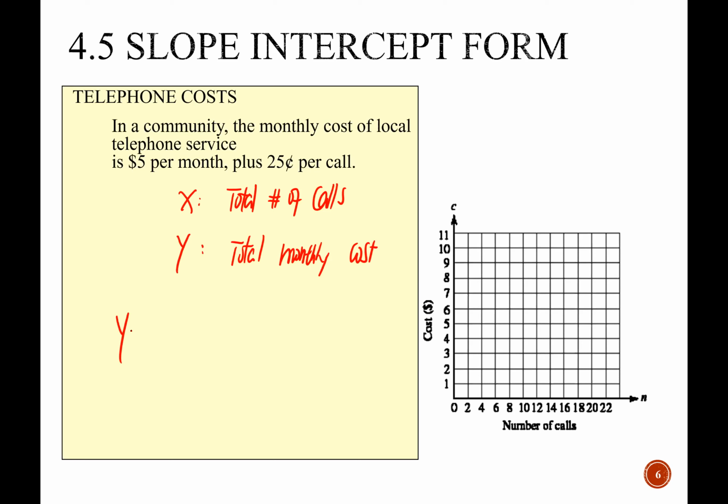So Y should be equal to, we have two costs, a variable cost, 25 cents per call. So 25 cents, you translate it to a dollar amount, is 0.25, right? 0.25 times X calls, adding the fixed cost, $5. Okay, so now we know the slope m is 0.25. Then you turn it into a fraction, it's a quarter, right? 0.25 is a quarter. So now the y-intercept b is equal to 5.